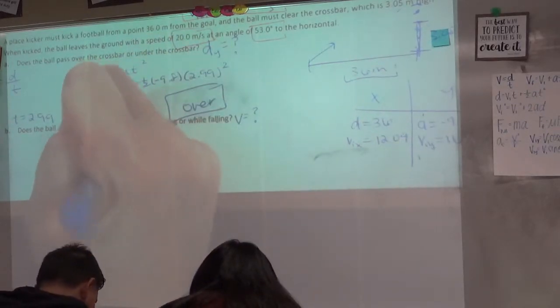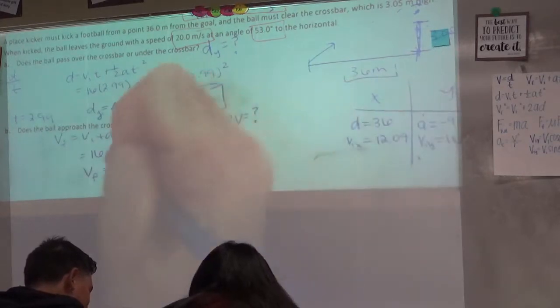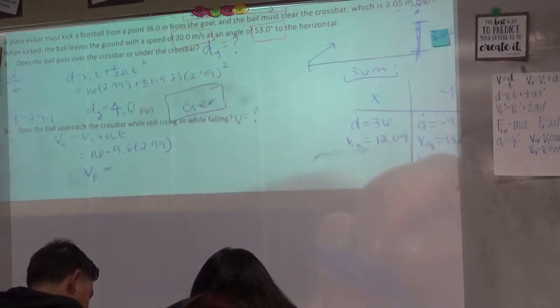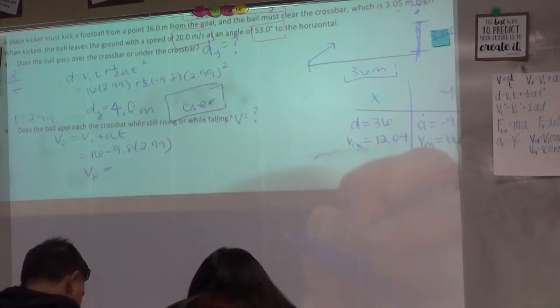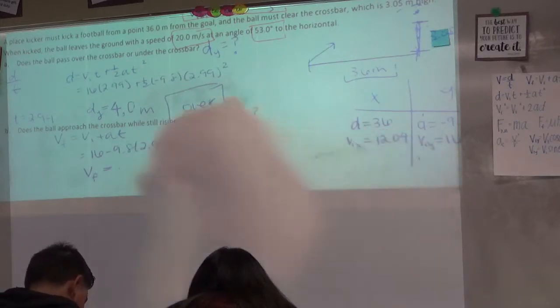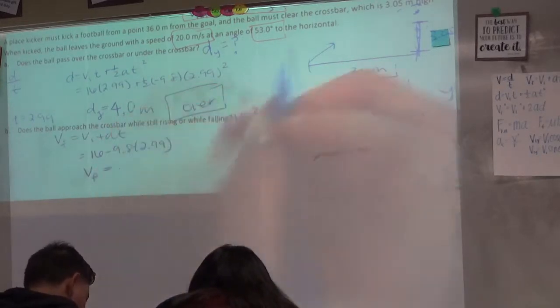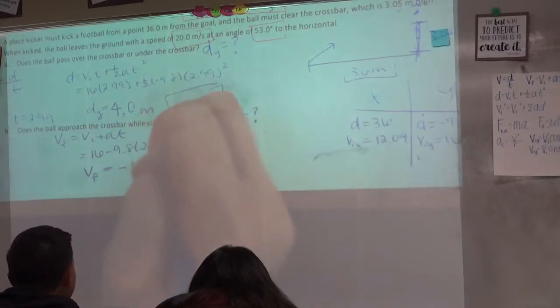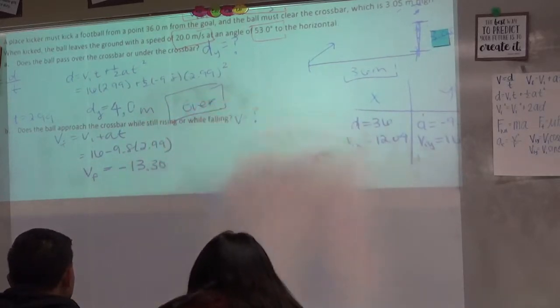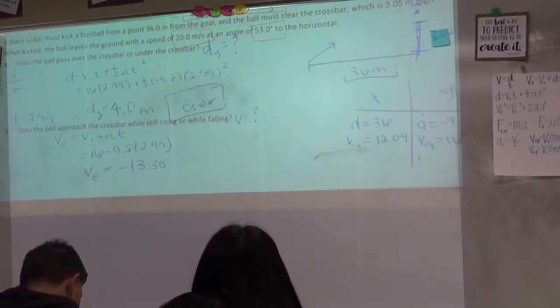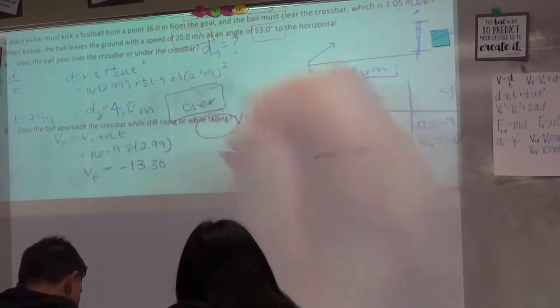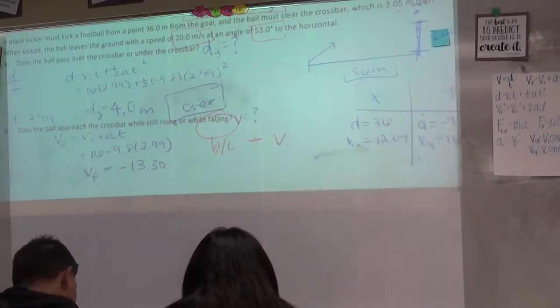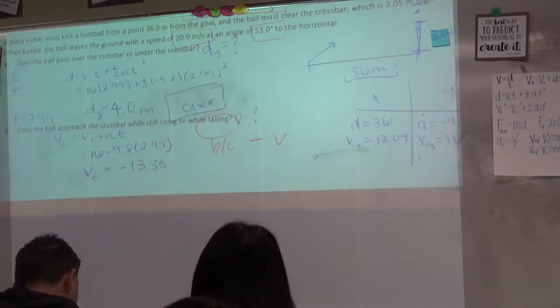What are you getting for your y velocity at this time? Somebody. Marissa, I see it in your calculator. What'd you get? I got negative 13.8. Good. So, is it rising or falling at this point? Falling. And how do you know it's falling? Because you have a negative velocity. Negative means that it's going down at this point.